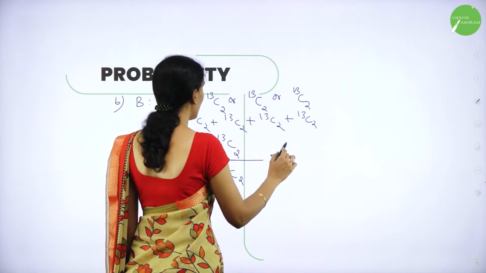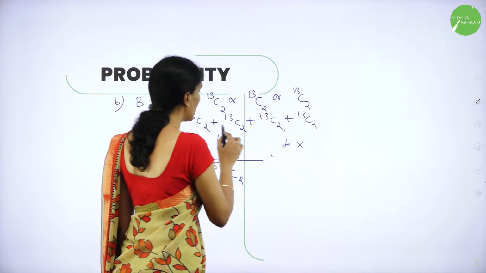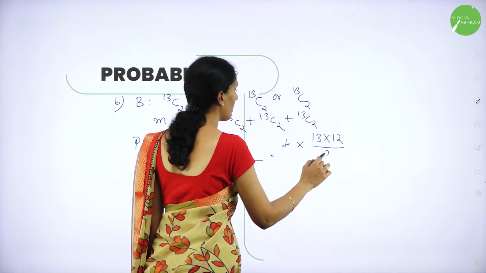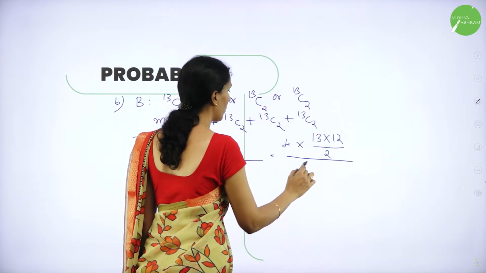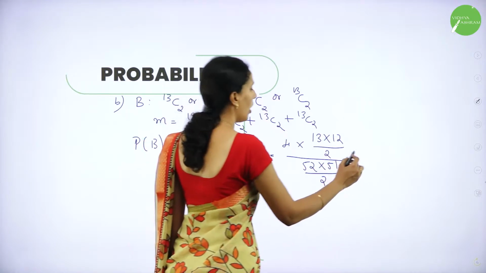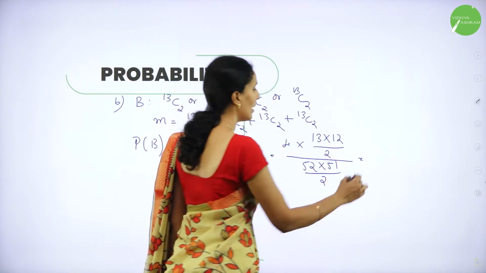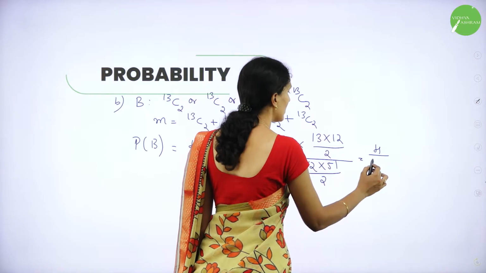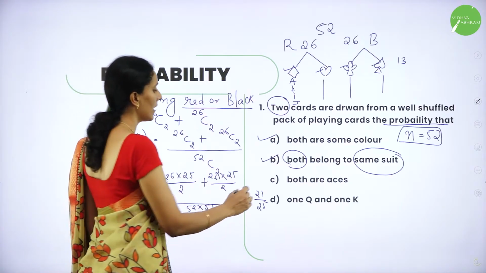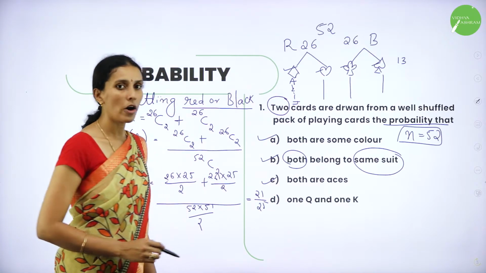So calculating this, 4 into 13C2 can be written as 13 into 12 divided by 2, whole divided by 52 into 51 divided by 2. On calculating this, we are left with 4 by 17. We'll come across the third case, that is both aces.